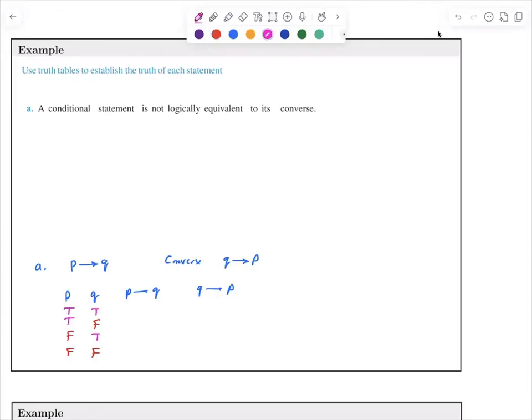True then true is true. True then false is false. False then true is true. False then false is true. Now Q then P. Be careful about the order. Q then P. True then true is true. False then true is true. True then false is false. And finally, false then false is true. So as you can see, these two are not equivalent to each other. So P then Q is not equivalent to Q then P.